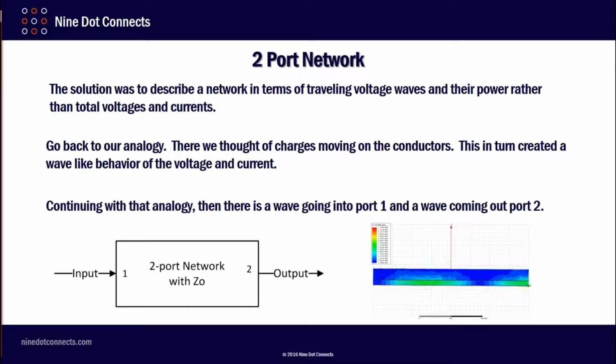The solution was to describe a network in terms of traveling voltage waves and their power rather than total voltages and currents. Going back to our analogy, there we thought of charges moving on inductors. This in turn created a wave-like behavior of the voltage and current. Continuing with that analogy, then there's going to be a wave going into port 1 and a wave coming out of port 2.